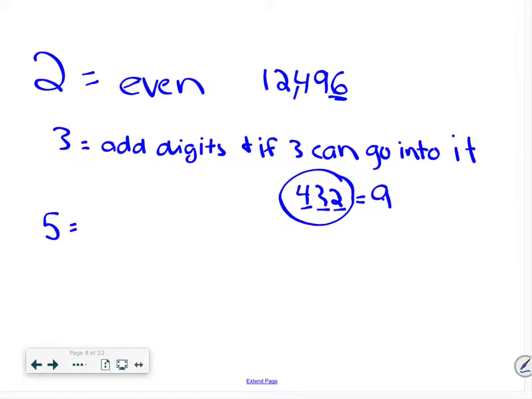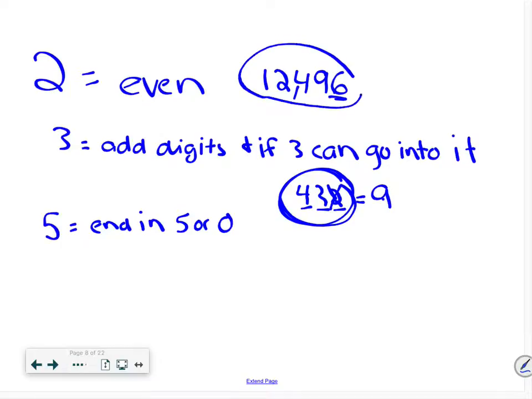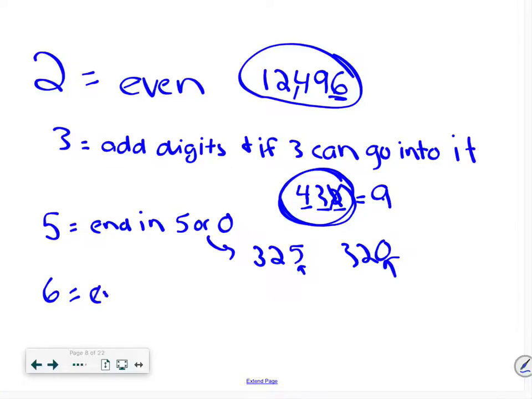For 5, I know the number has to end in a 5 or 0. So 5 can't go into this because it doesn't end in a 5 or a 0. But 5 could go into this one because it ends in a 5, or it can go into this one because it ends in a 0. Okay? And my 6th divisibility rule is it has to be even, and 3 has to be able to go into it.